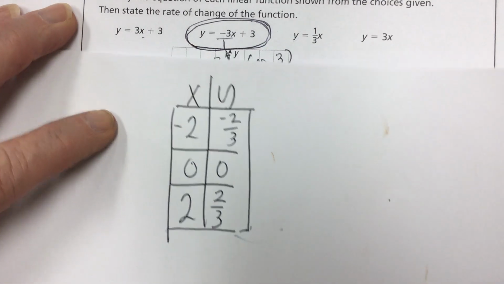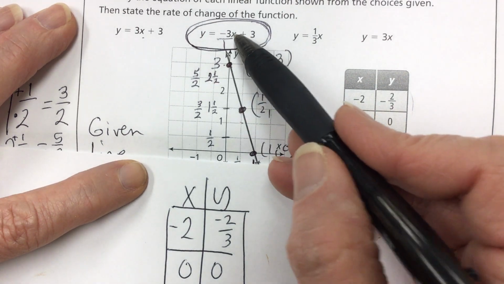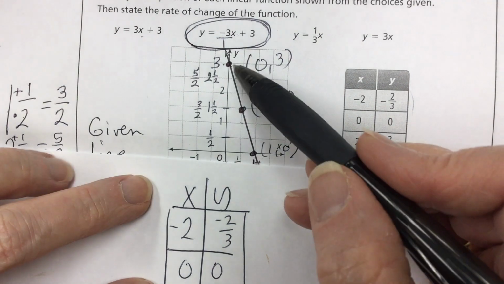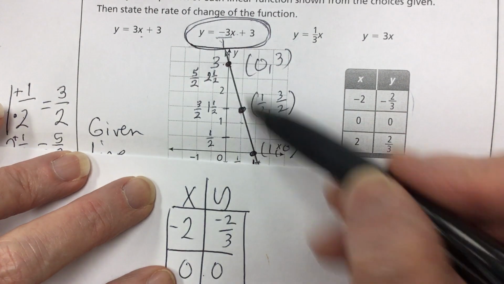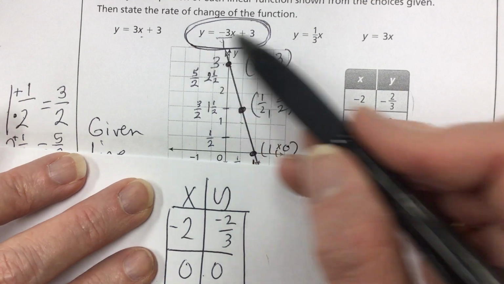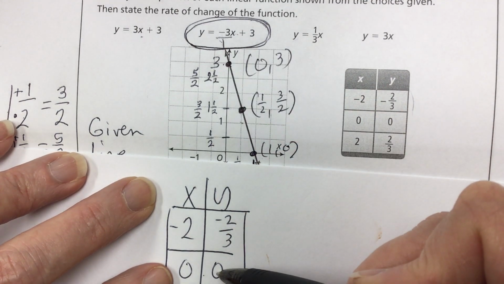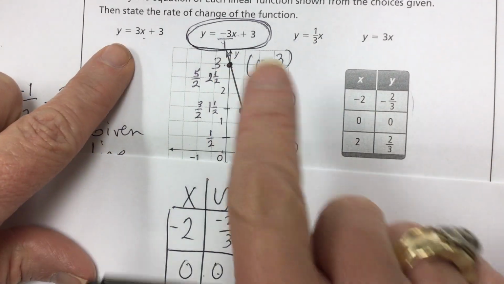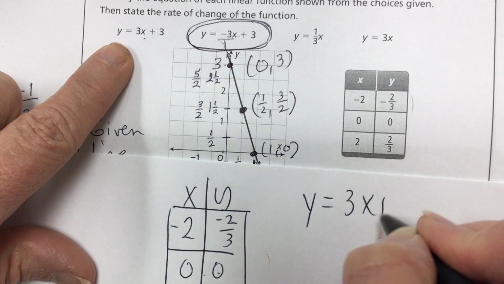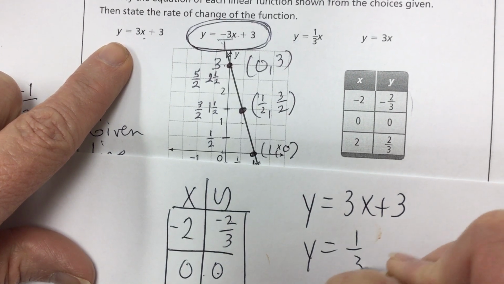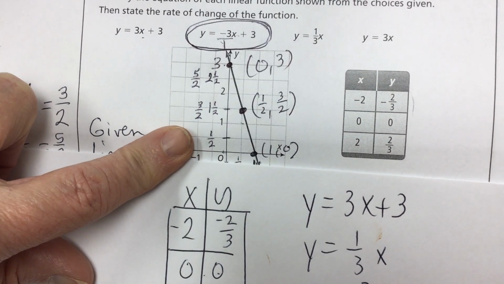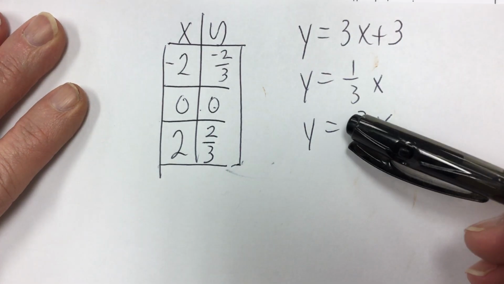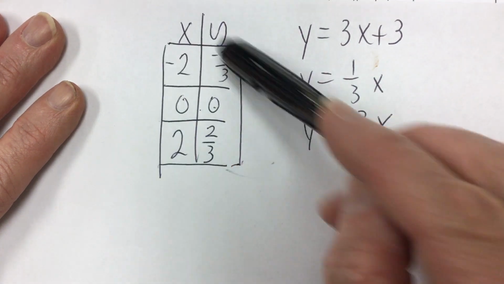Now, looking at our graph here, we know this one passed through the origin. So I know it's not this one, okay? This one passes through the origin. This one does not pass through the origin. So I know it's not this one, okay? It does not contain the point 0, 0. So I know it's not this one. All right, so it's either y equals 3x plus 3, or y equals 1/3 x, or y equals 3x. All right? So my question is, which one of these equations goes with this table?